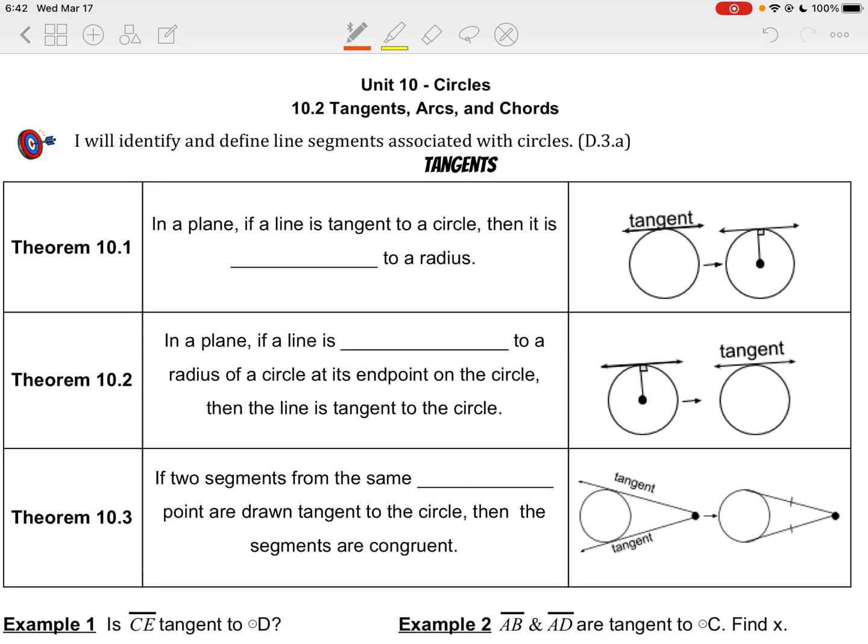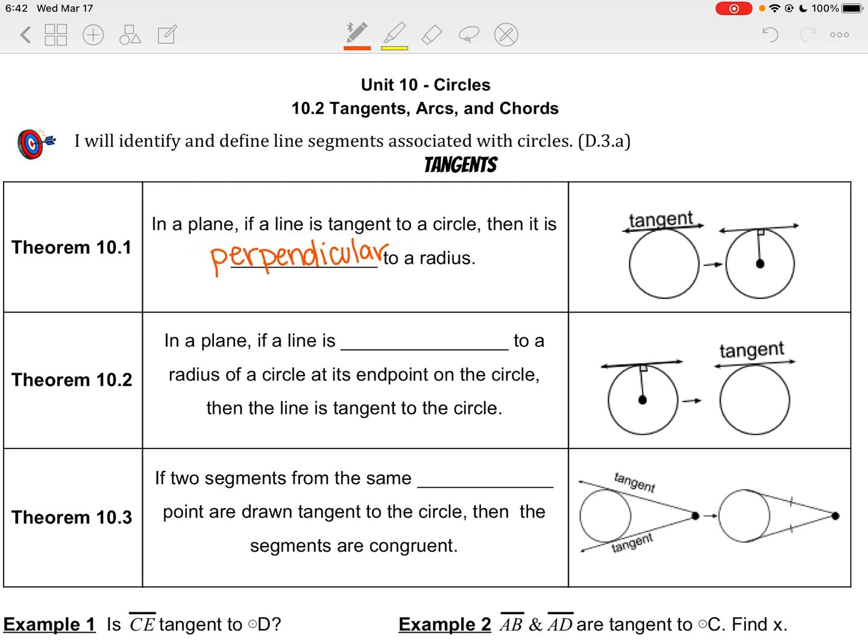So the first theorem is theorem 10.1, and it says, in a plane, if a line is tangent to a circle, then it is perpendicular to a radius. So the way that we can check for this, to see if this is perpendicular, is to see if that's going to be a right angle.